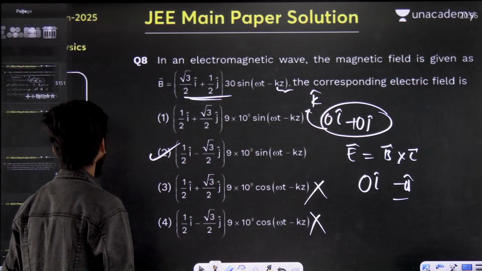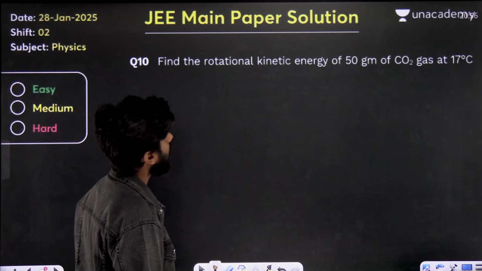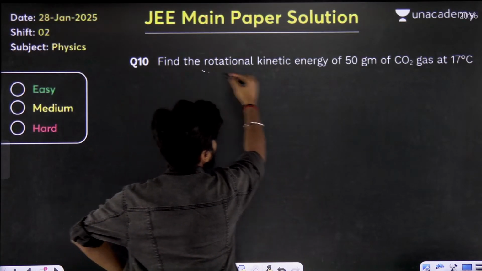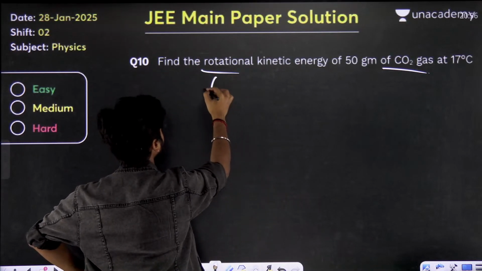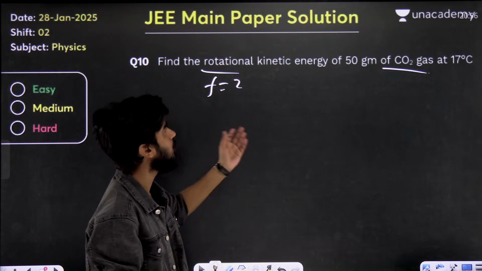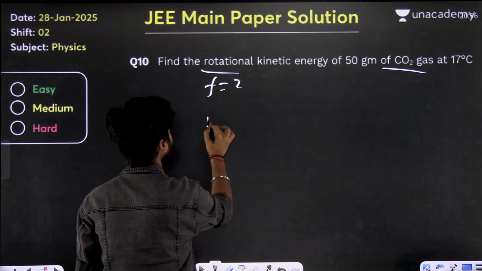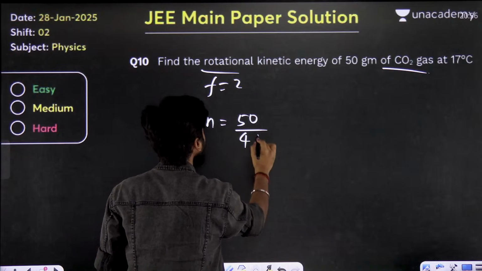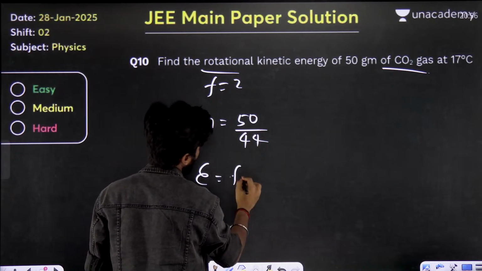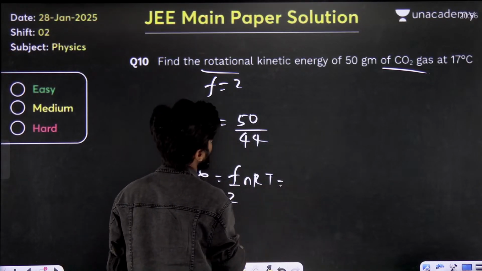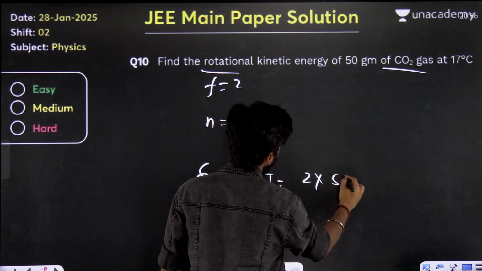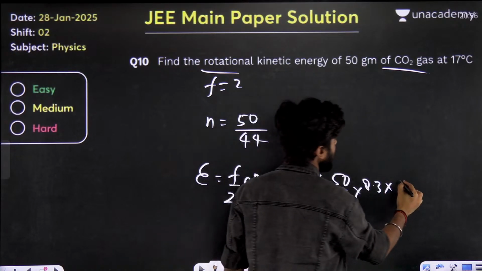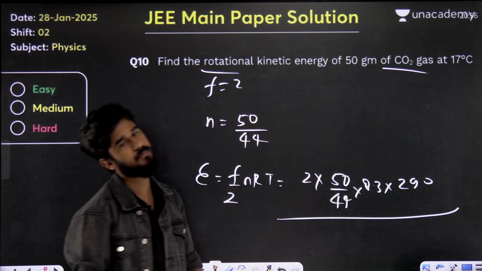Next question is from thermodynamics. The question is saying rotational kinetic energy of CO2. CO2 has rotational degrees of freedom of 2 because it is a linear triatomic molecule. First of all, we have to find the number of moles. Number of moles is the total weight, 50, upon the molecular weight of CO2, which is 44. Then we have to find the energy. Energy is F by 2 nRT. F is 2, n is 50 by 44, R is 8.3, and temperature is 17 plus 273, meaning 290. Just solve this and that will be the final answer.